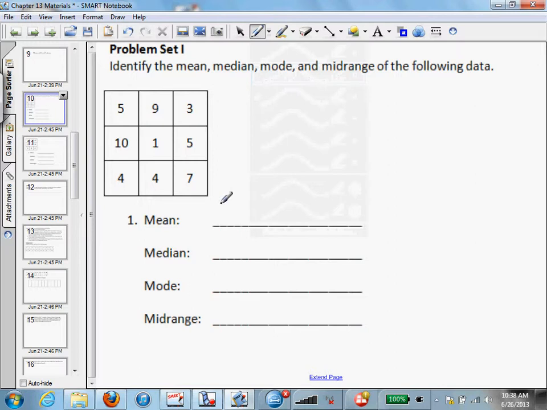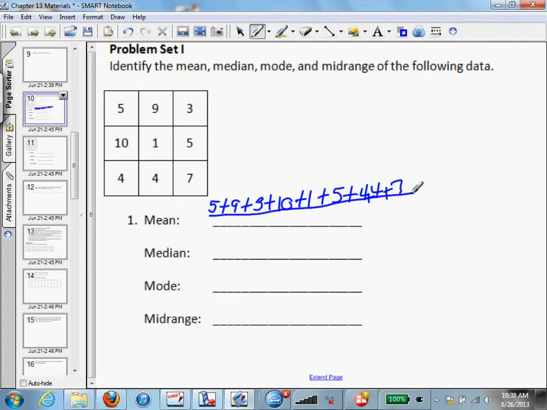So for this piece of data, to find the mean, what you want to do is add all the pieces together and then divide by the number of pieces there are. So right now I'm just adding all these pieces, and then we're going to divide by the number of pieces there are, which in this case there are 9. So that would be 48 when you add all those together, divided by 9, and when you do that, that equals 5.3 with 3 repeating.